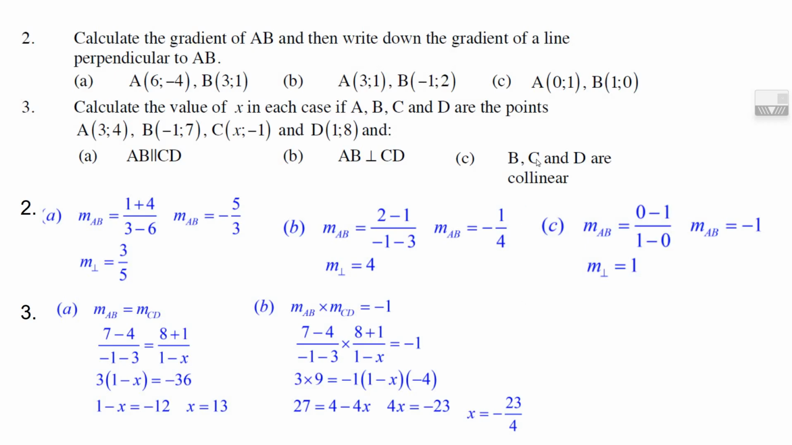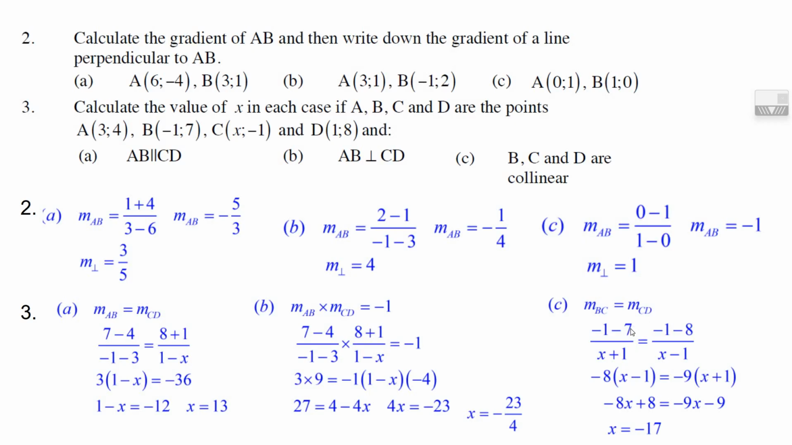The last question, you're told that B, C, and D are collinear. That means that if they're on the same line, the gradient of BC must equal the gradient of CD. So we just set up that equation again. So what's the gradient of BC? Here's B and here's C, and you just do the gradient thing. -1 minus 7 over x plus 1. x minus 1. There you go. There's the gradient of BC, and there's the gradient of CD. For CD, x minus 1 goes on the bottom, -1 minus 8 goes on the top.